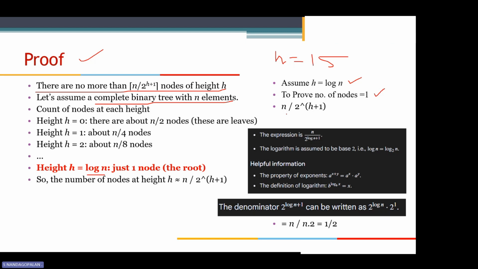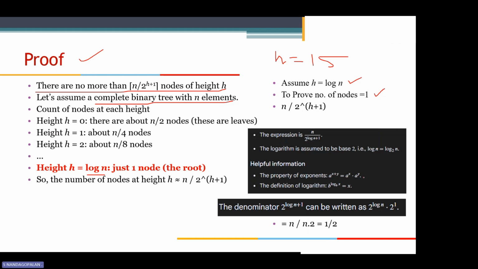How are we going to prove it? In other words, we have this formula n by 2 power h plus 1, where h is log n. So that's what we have here, n divided by 2 power h, h is log n, plus 1. So the logarithm is assumed to be base 2, which I've already told you. So when you have log to the base 2 in the exponent and this one is also 2, it comes to n actually.